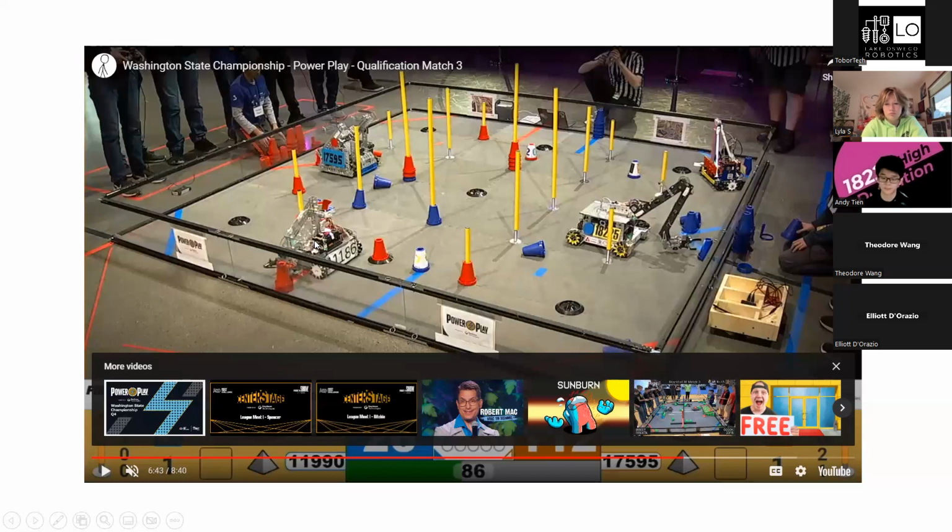But the way we mitigated that was, instead of going straight from intake to a delivery position, we go from intake to a neutral position and then go to a delivery position. This allowed us to stay within our 18 by 18 perimeter during match movements, so that prevented people from hitting our arm.